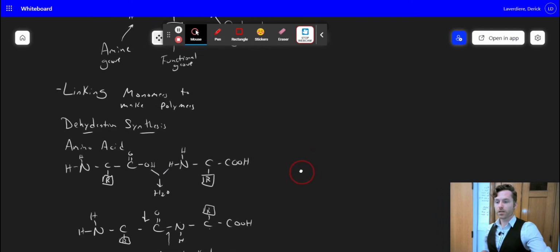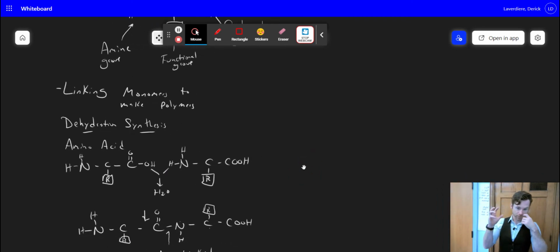When we take these monomers, if I take monosaccharides, I always link a monosaccharide to a monosaccharide. I'm not linking a monosaccharide to an amino acid. I'm linking them with their appropriate monomer friends. We link monomers together and we get a polymer. Mono means one, poly means many. So we create these long chains of different monomers to create different macromolecules.